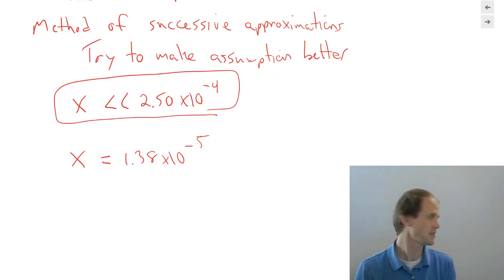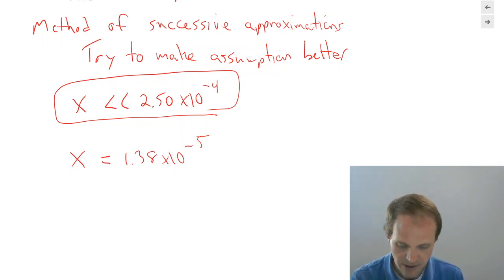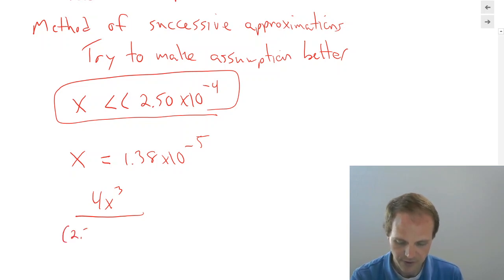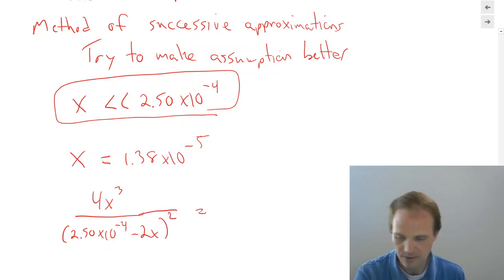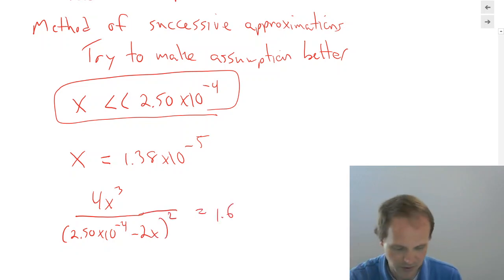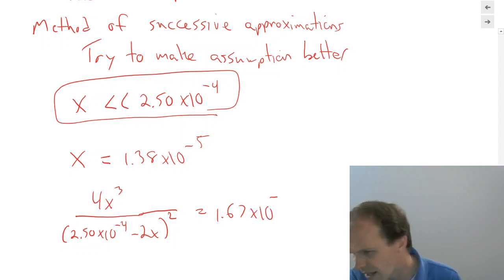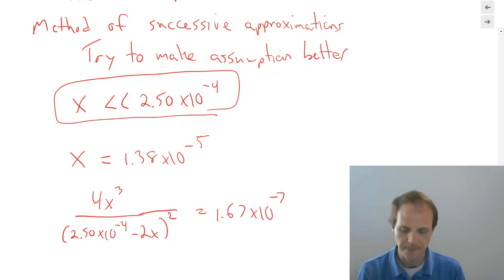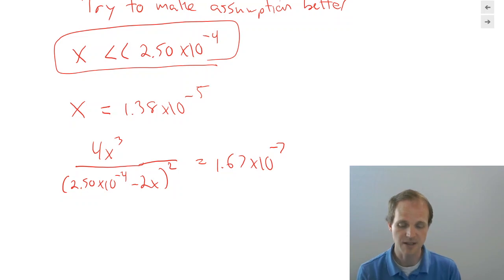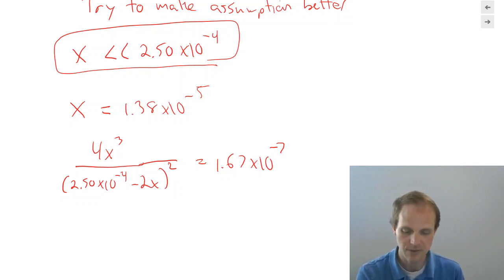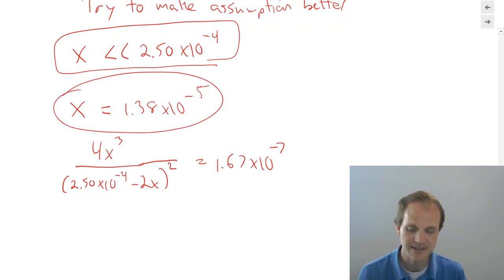You're like, what? That just went over my head. Hold on, just a moment. What did we have? We had 4x cubed over 2.50 times 10 to the minus fourth minus 2x squared, and that was equal to our k value, which was 1.67 times 10 to the minus seventh. And at first we said, hey, x is so small, let's ignore it. And we figured out that that's not a great assumption. But now what we're going to do is we're going to assume that x is this value.